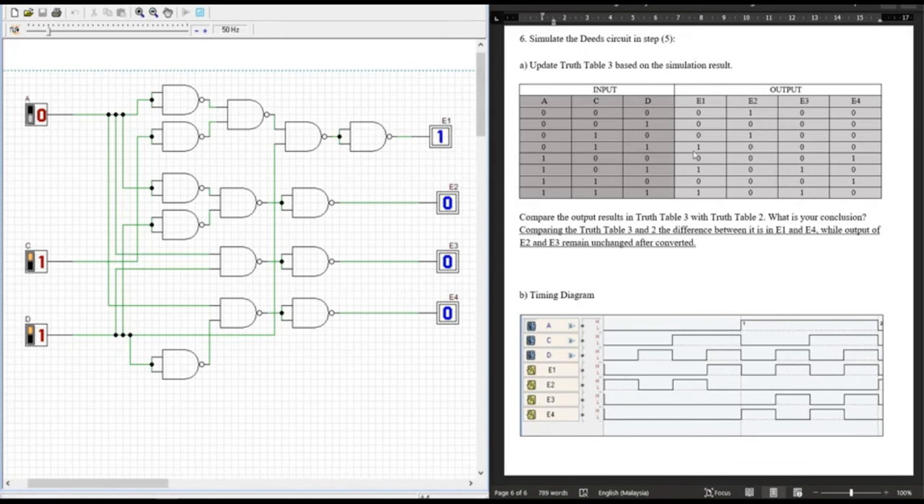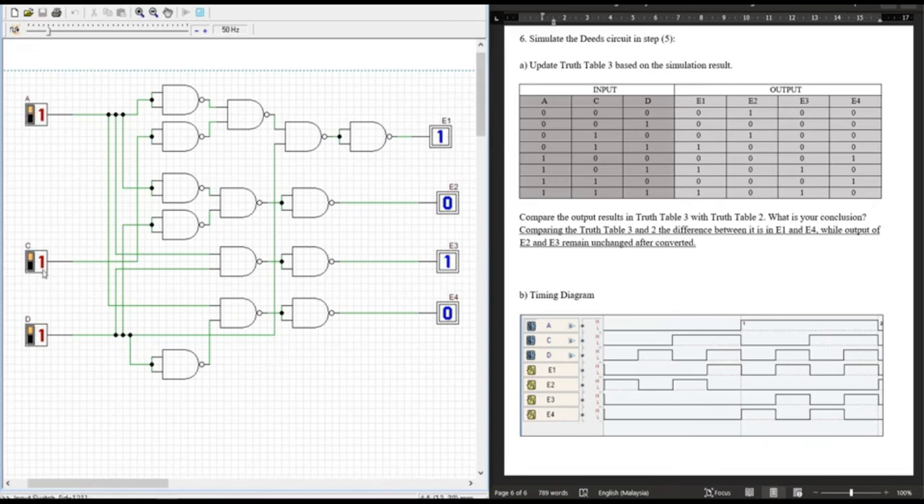For the next input, which is D 1, C 1, the output is E1. This one you can see on the right side is E1. This is because both C and D need to be 1 so that E1 can output 1.